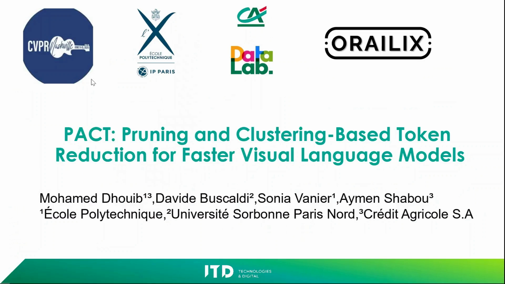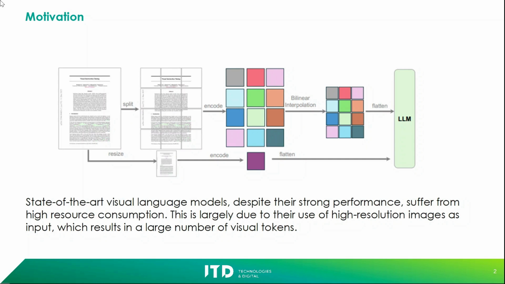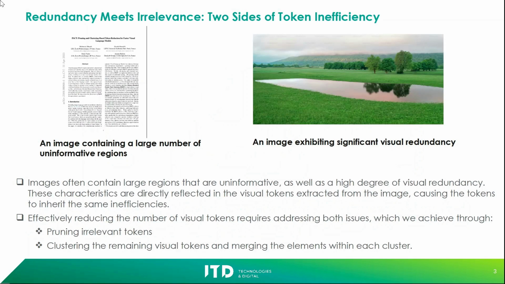I am presenting our work on visual token reduction. Our work is mainly motivated by the fact that state-of-the-art visual language models suffer from a high computational cost. This is mainly due to them taking high-resolution images as input, which results in using a high number of visual tokens. But actually, this high number of visual tokens is not necessary.